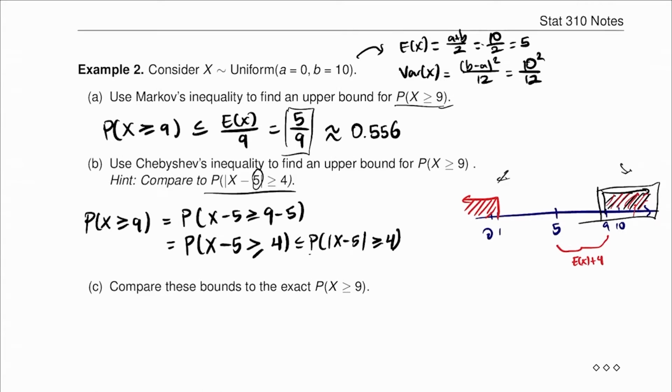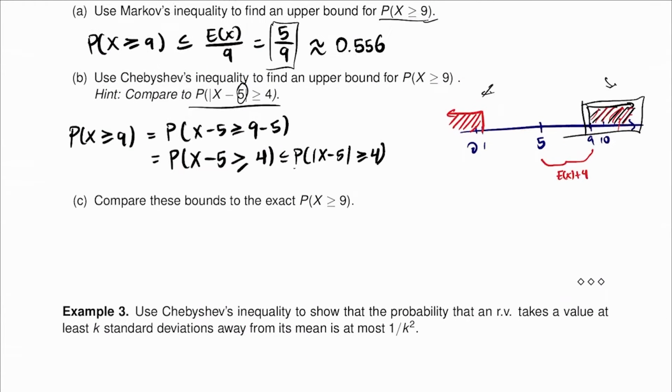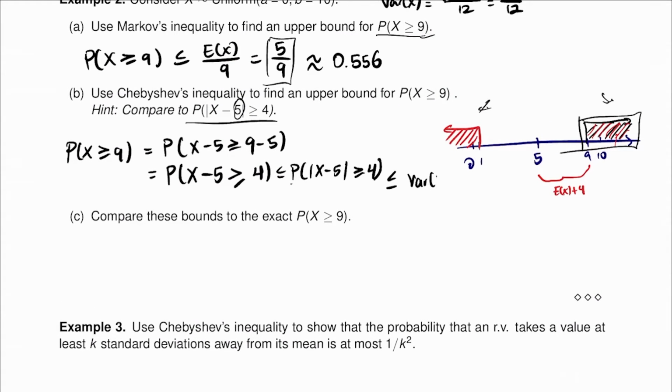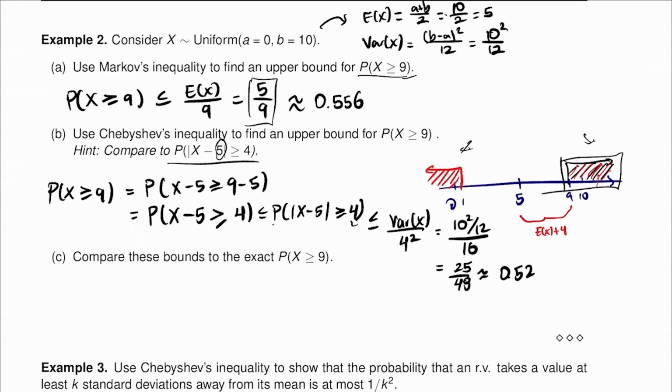But now here we have the form of Chebyshev's inequality, and we can use it. So this is less or equal than the variance of the random variable over c squared. C squared in this case is 4 squared, so this is going over 4 squared. And the variance is 10 squared over 12, over 16. This is actually 25 over 48, which is approximately 0.52.